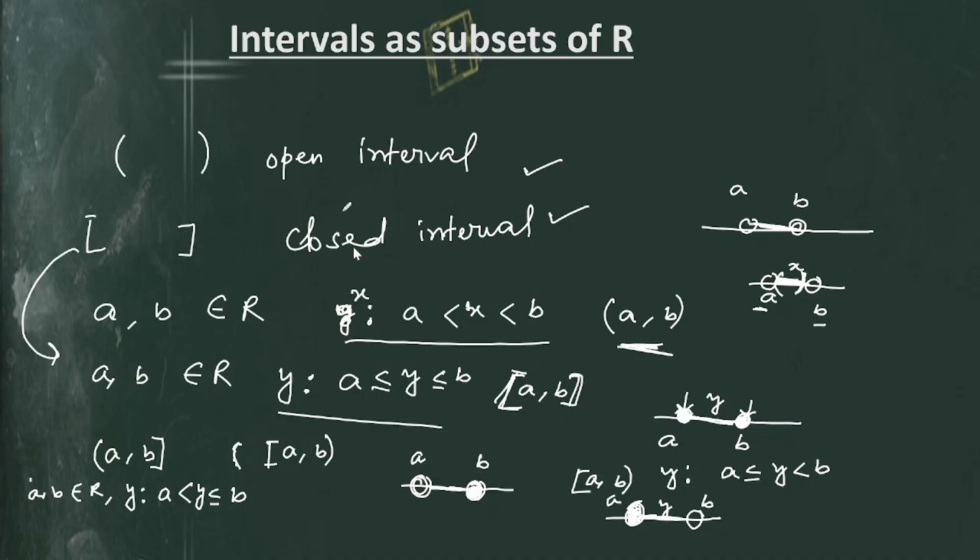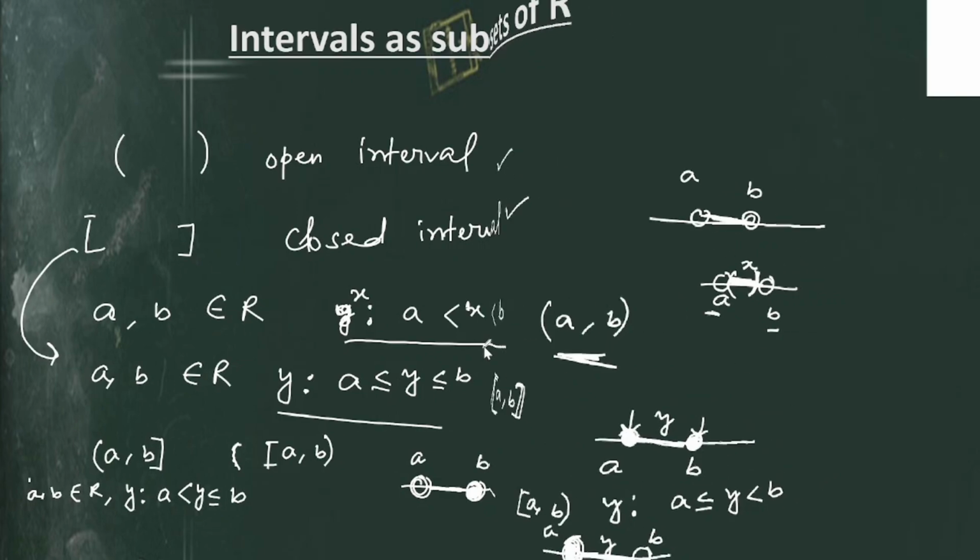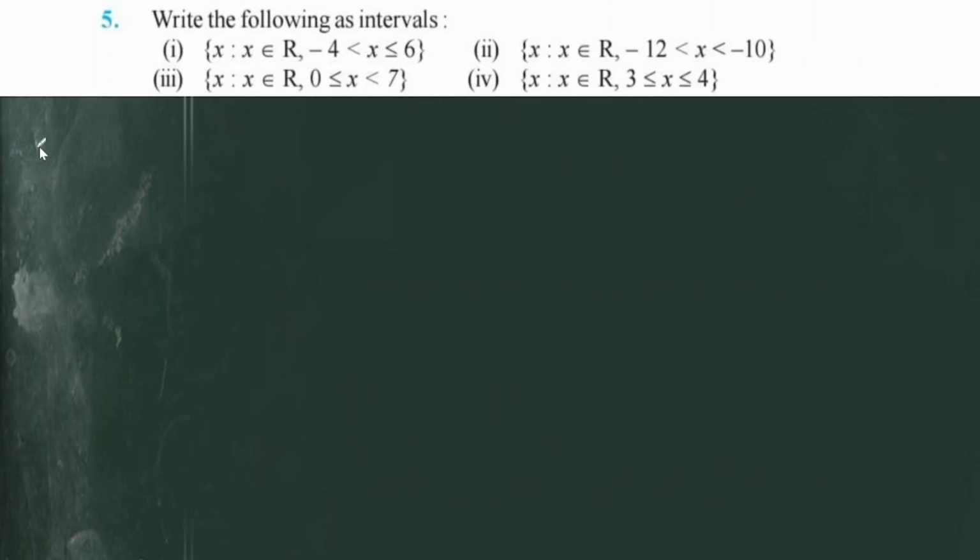So like open interval we can represent in the set builder form like that. Suppose x is a real number, then it lies between A and B: A less than x less than B. In closed interval we'll write y such that A less than or equal to y less than or equal to B. That means in a graphical form like that we have to represent. So now we solve these questions.